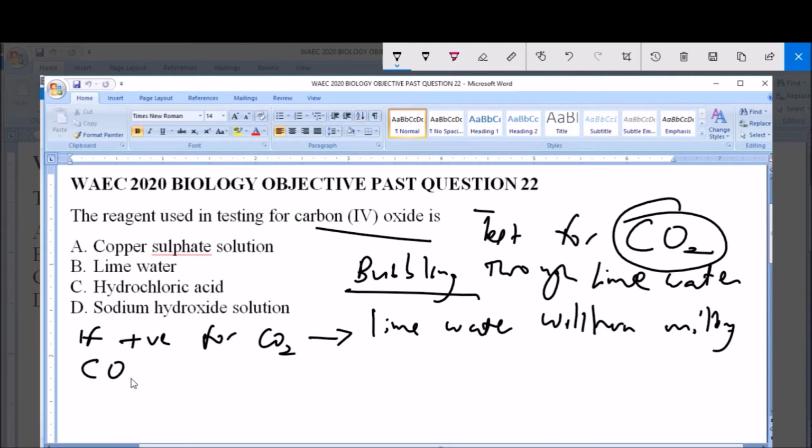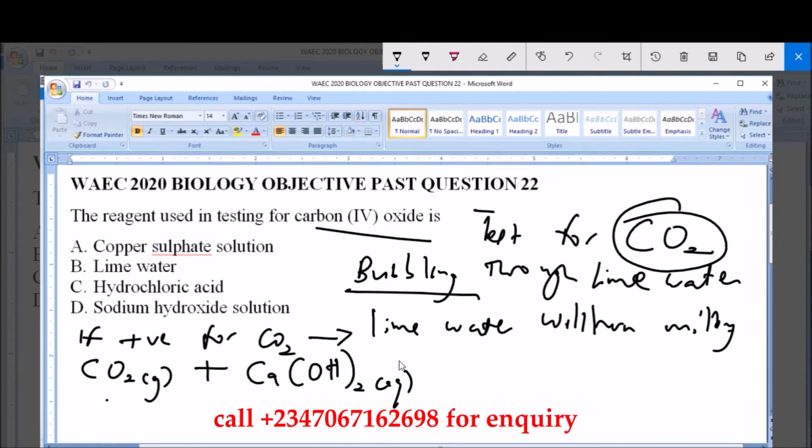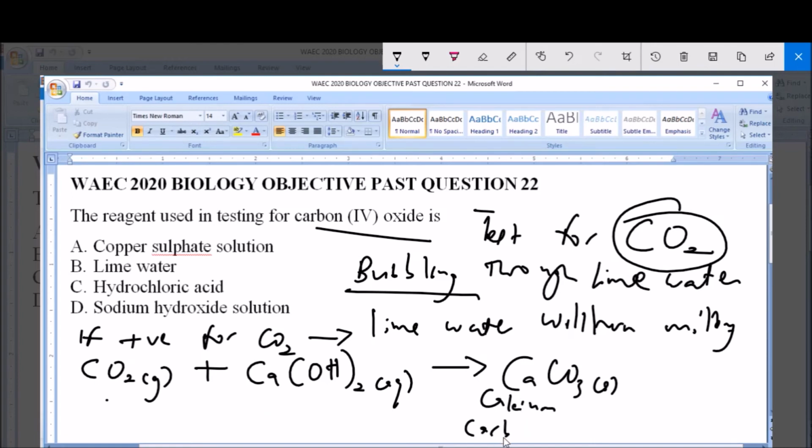So just for the purpose of clarity, here is the chemical reaction. You would have the carbon dioxide reacting with lime water. Lime water is calcium hydroxide aqueous solution. So when you react with this, what it will form is CaCO3, calcium carbonate, and water. So this calcium carbonate is what gives the milky color.